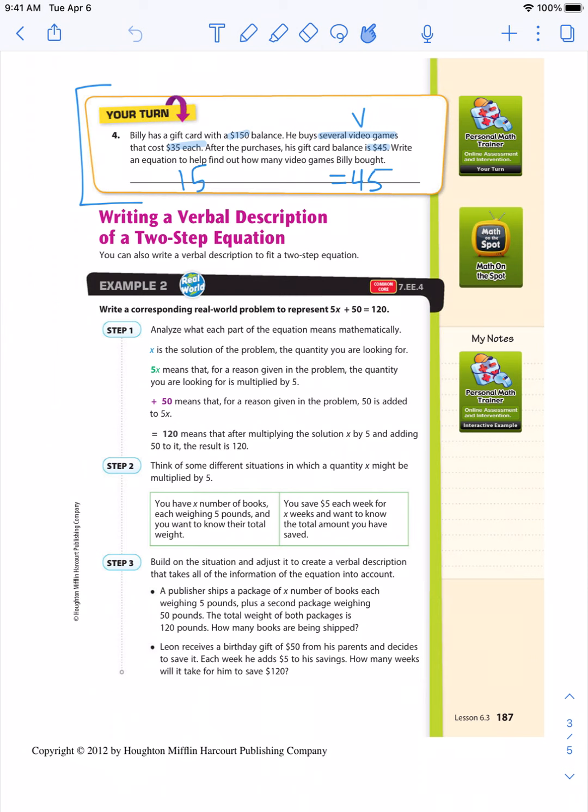Let's see, he starts with 150. He's spending money, so we have to subtract. And he spends $35 per video game. So 150 minus 35 times V equals 45.